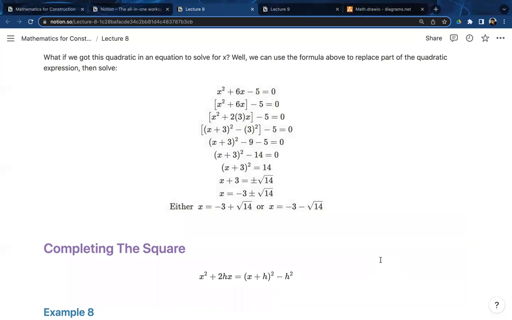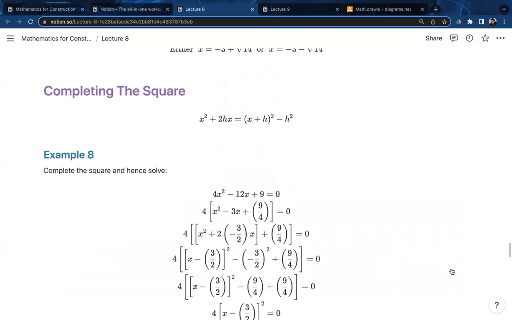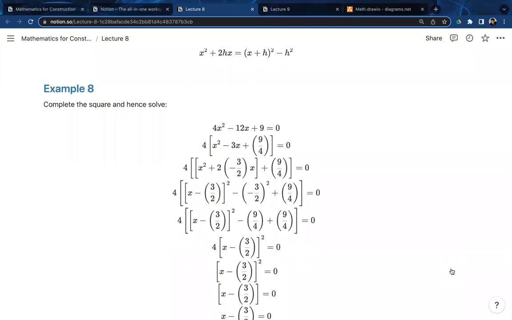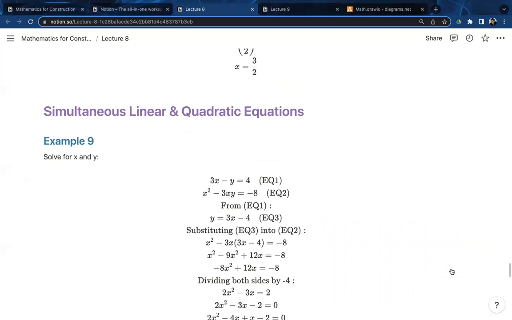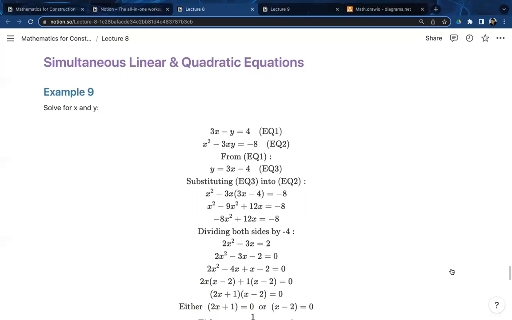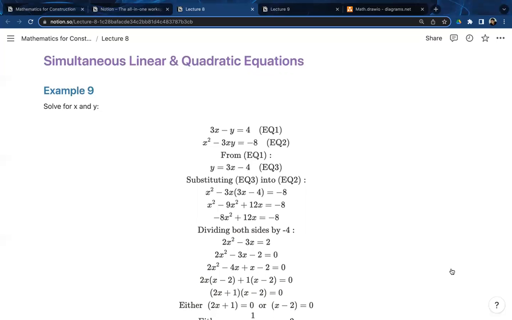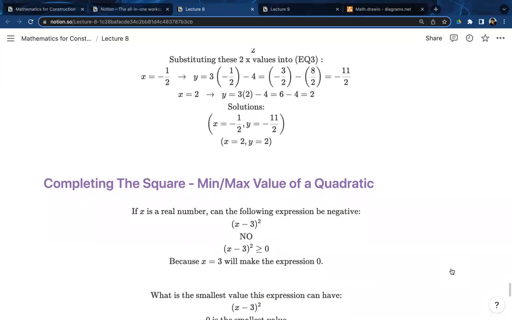Some people know the quadratic formula to solve a quadratic equation. I guess you could do that if you know it, right? It's not a big deal. You should show your working though. You should know other techniques, right? This example shows how to solve simultaneous equations, a linear and a quadratic, or you could have two quadratic equations as well, right? Somebody could give you two quadratic equations to solve.